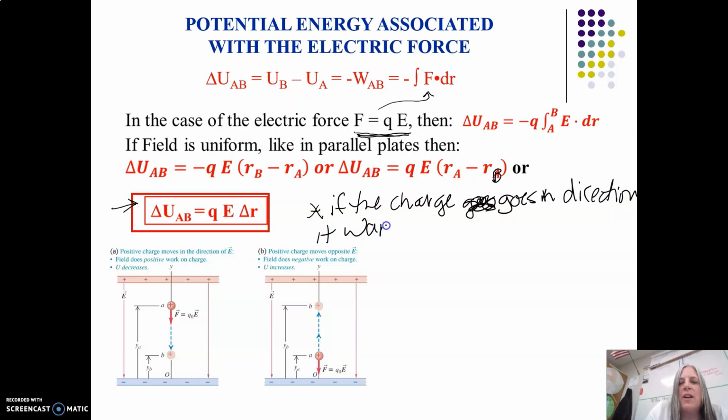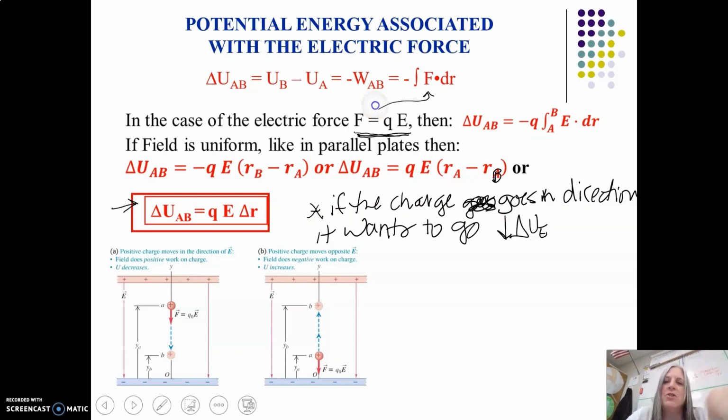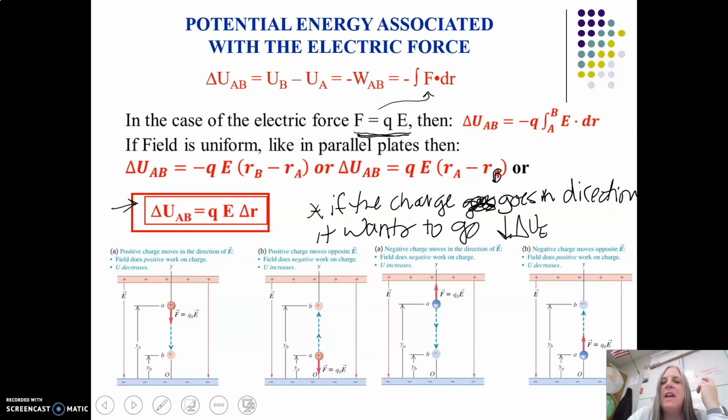So its natural direction, if we let go, just like if I let go of a ball, it's going to fall. Wants to go then the electric potential energy is going to decrease because it's moving with the force of the electric field. So if the charge goes in the direction it wants to go, we have a decrease in the electric potential energy.